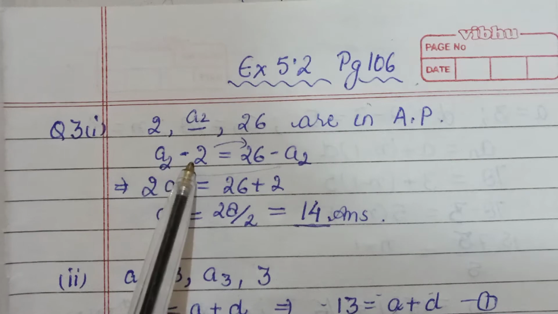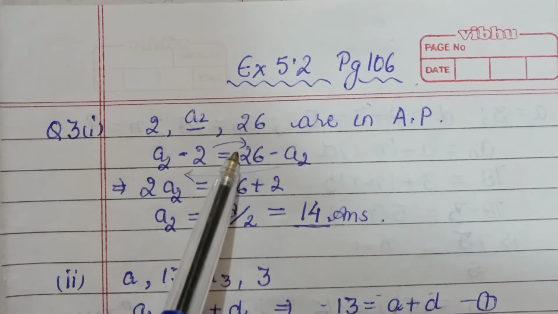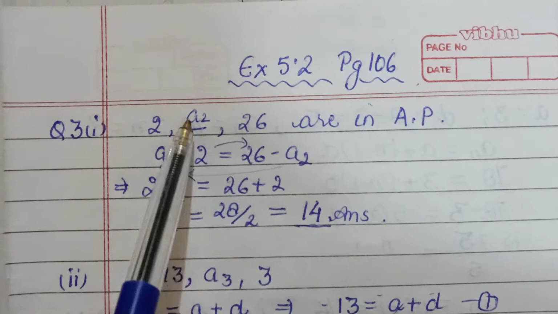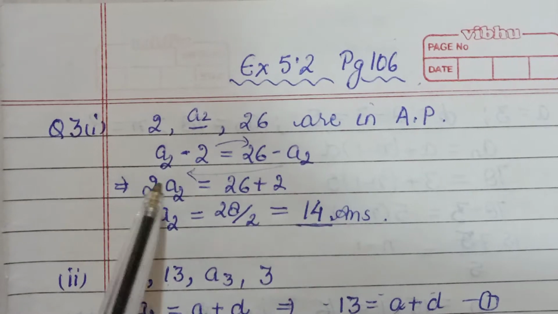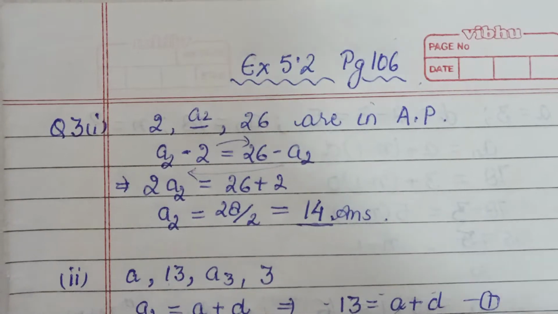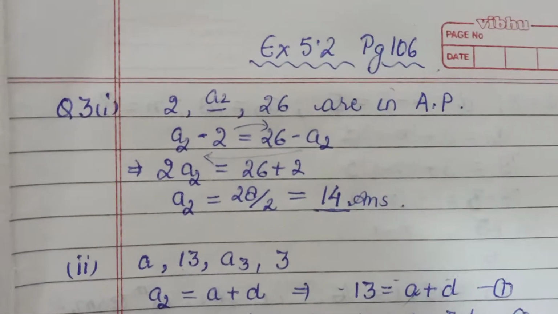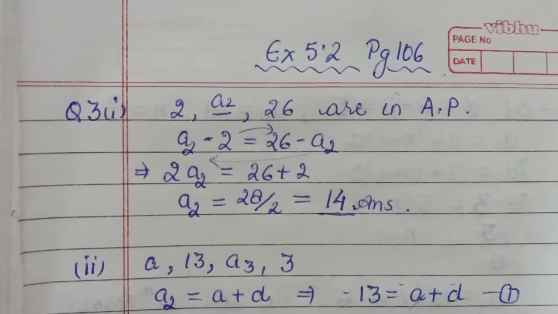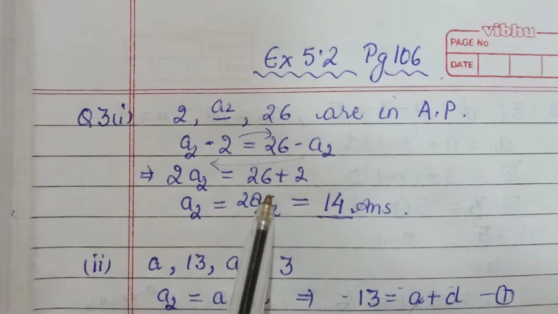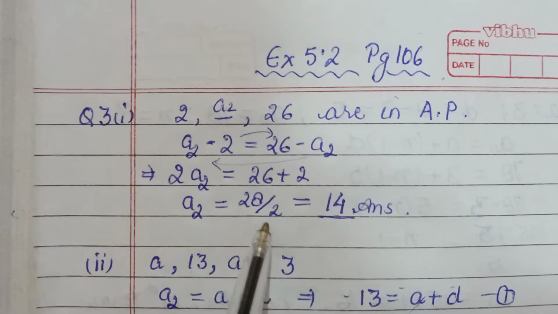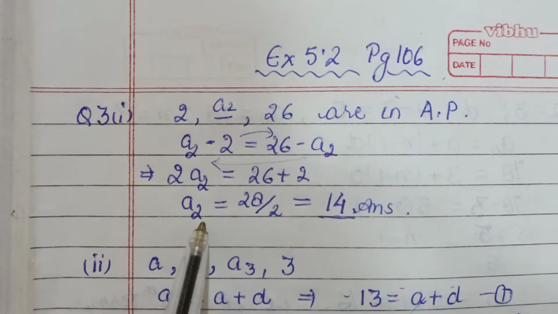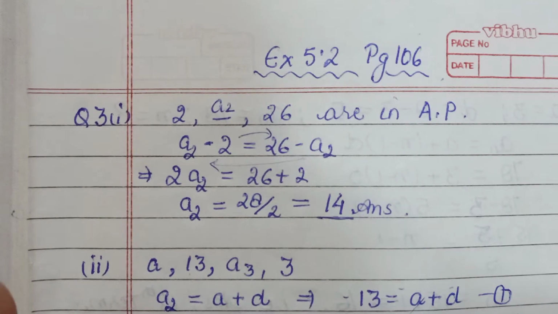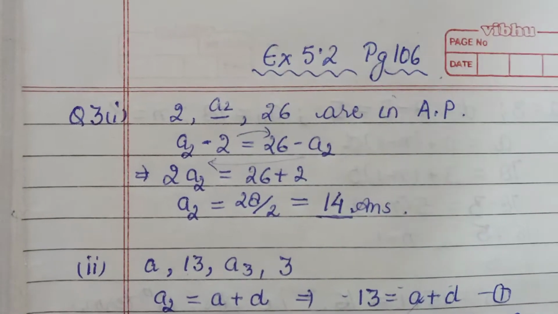Okay, so A2 minus 2, that's your A1, should be equal to A3, which was 26, minus A2 again. So A2 same variables and you'll get them to the same side. So A2 plus A2 will become 2 times A2, and 26 plus 2, if you take that minus 2 to that side, becomes 28. This will come in the denominator in the next step. So your A2 is coming as 14 straight away. Okay, so that was a short one.